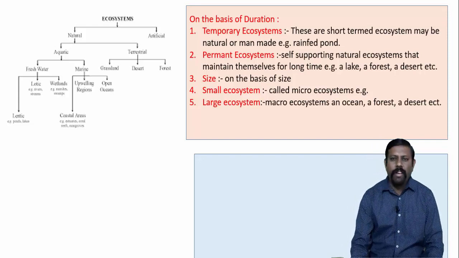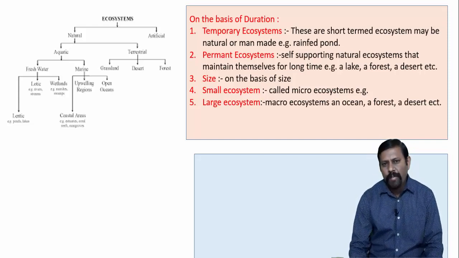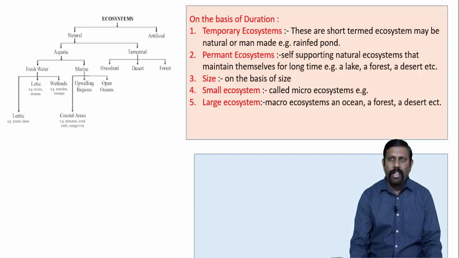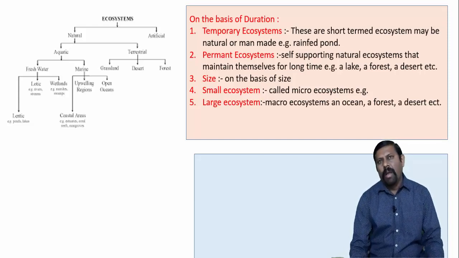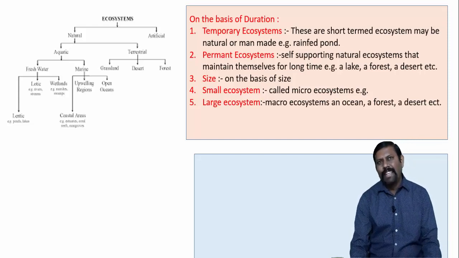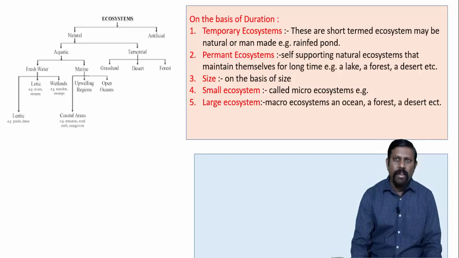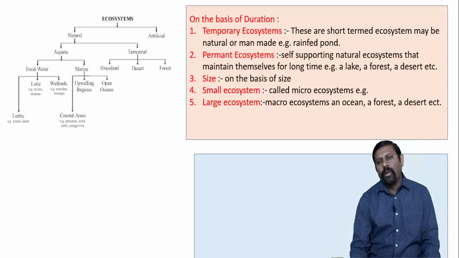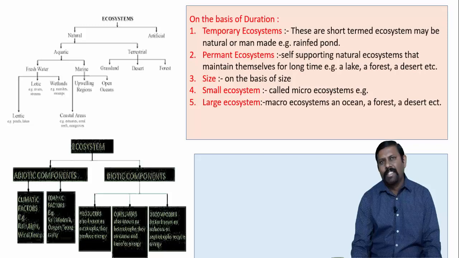On the basis of duration, a temporary ecosystem is a short-term ecosystem, maybe natural or man-made. For example, a rain-fed pond. A permanent ecosystem is a self-supporting natural ecosystem that maintains itself for a long time. For example, a lake, a forest, a desert, etc. On the basis of size, a small ecosystem is called a micro ecosystem. For example, the large ecosystem, macro ecosystem: an ocean, a forest, a desert, etc.